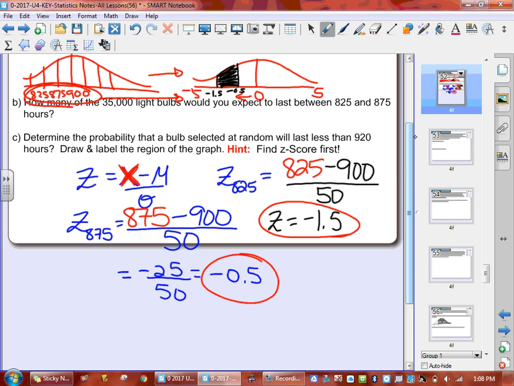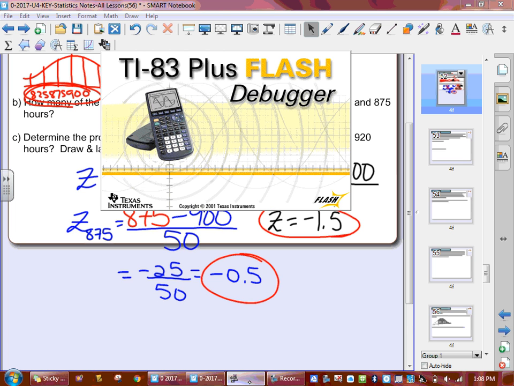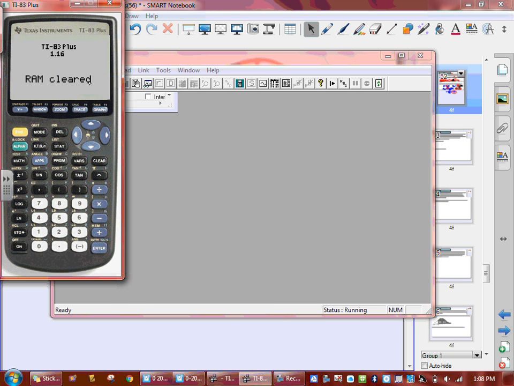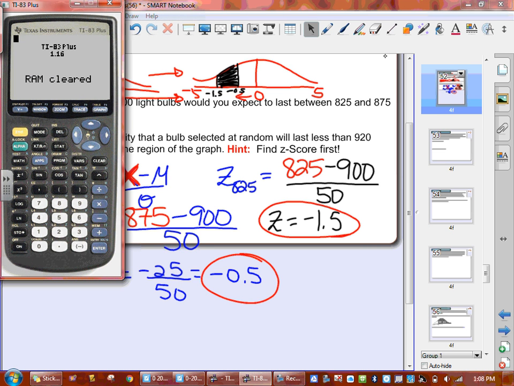So this is where we go to our calculators, and we're going to go normal CDF. On my calculator, I'm going to hit second bars, number 2. I want to find out how much data is in there. So I'm going to put in negative 1.5 as my lower boundary. My upper boundary is negative 0.5. Now, you could also use shade norm, and I'm going to put that in there in a moment. And we are going to hit enter. That's going to tell me how much information is in that area.